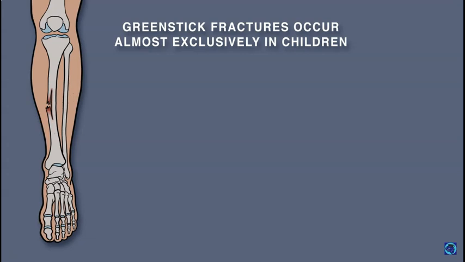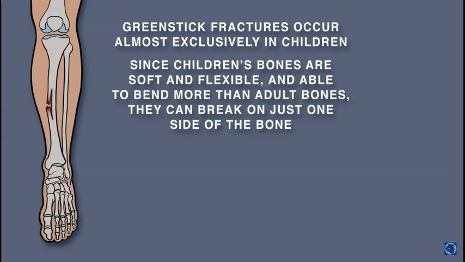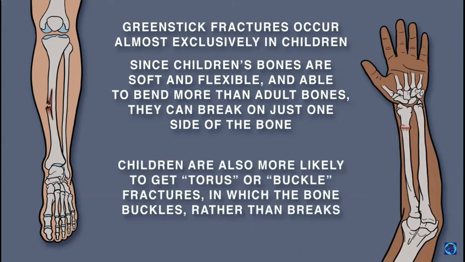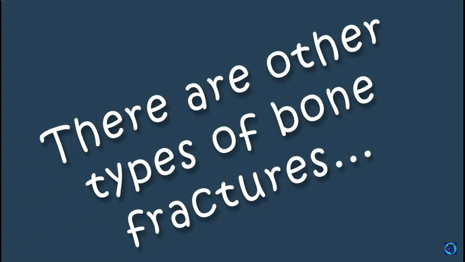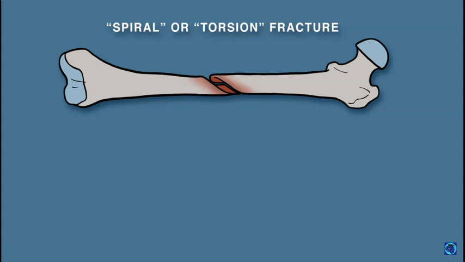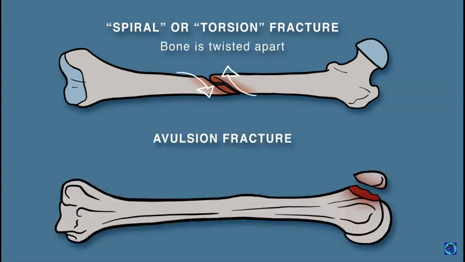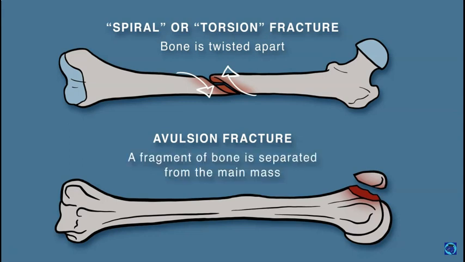A greenstick fracture occurs almost exclusively in children. This occurs because children's bones are soft and flexible, and able to bend more than adult bone, so they can break on just one side of the bone. Children are also more likely to get torus, or buckle fractures, in which the bone buckles rather than breaks. There are other types of bone fractures. For example, spiral or torsion fractures occur when a bone is twisted apart, and avulsion fractures occur when a fragment of bone is separated from the main mass.